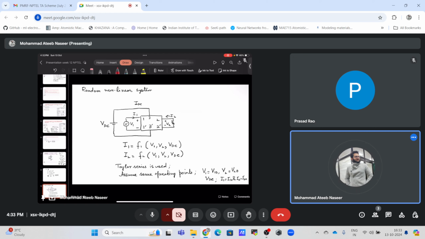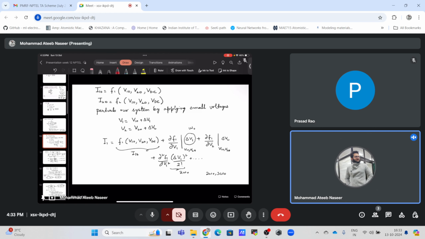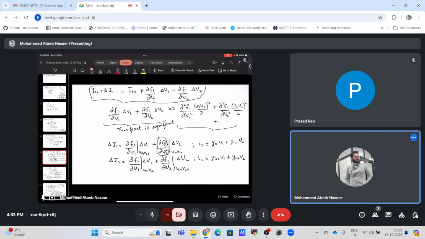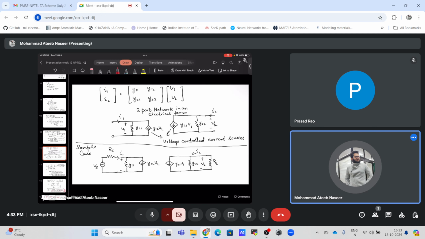For that, we used some conditions. We said that we are perturbing the system with small signals delta v1 and delta v2, and then used the Taylor series. We also imposed a condition that df1/dv1 times delta v1 plus df1/dv2 times delta v2 is much greater than the rest of the components, so that there is signal separation of the higher frequencies. From that we obtained a small signal model in terms of y parameters.